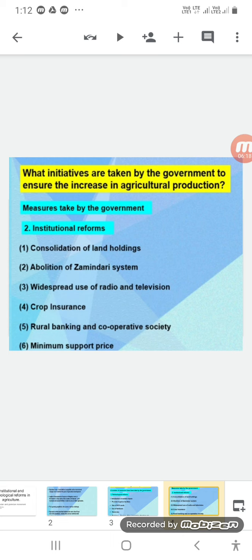Second, it is the abolition of the zamindari system. This zamindari system, as we all know, was introduced by Cornwallis in 1793 in the provinces of Bengal, Bihar, Orissa, and Varanasi, and was also known as the permanent settlement system. These zamindars recognized themselves as the owners of the land. They were given the rights to collect the rent from the peasants, the laborers, and the workers.